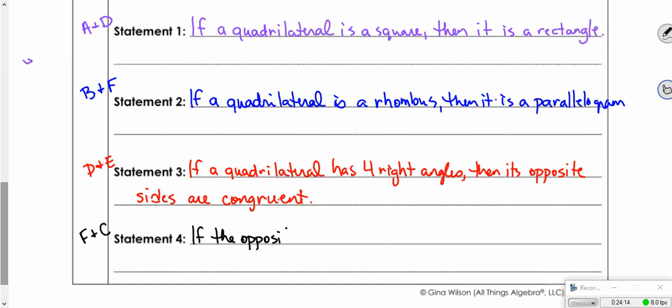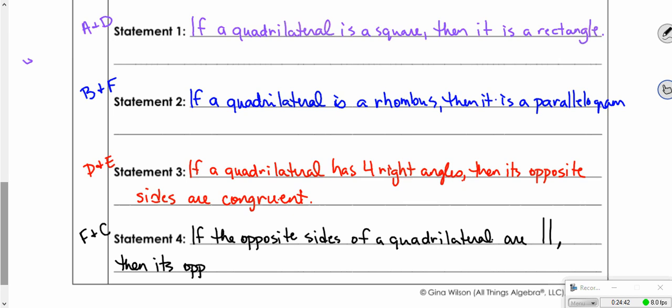Good. If the opposite sides of a quadrilateral are, okay, I'm tired of writing. I'm going to use the symbol for parallel. Do you all remember that symbol for parallel? 2 vertical bars. Okay. If the opposite sides of a quadrilateral are parallel, then its opposite sides are congruent. I'm really being lazy because I'm also going to use the symbol for congruent. True mathematician, I'll use symbols over words any day.